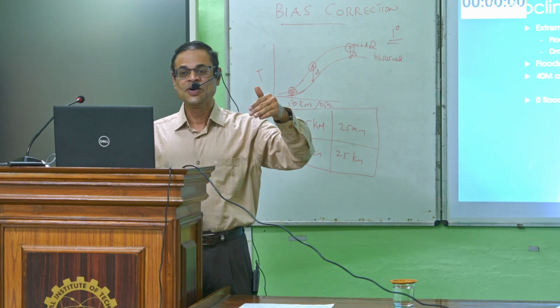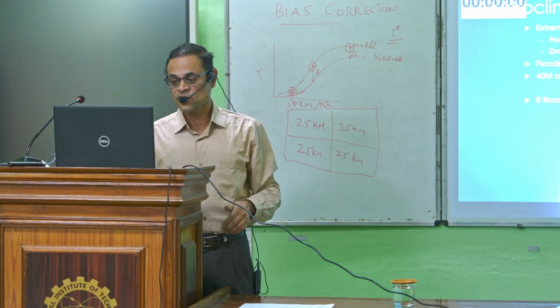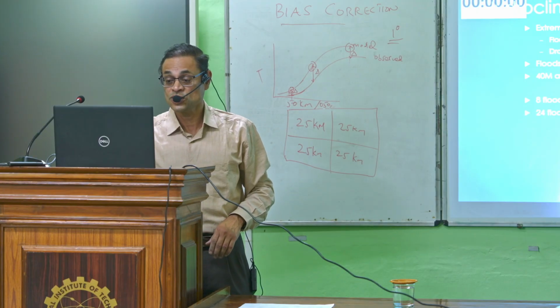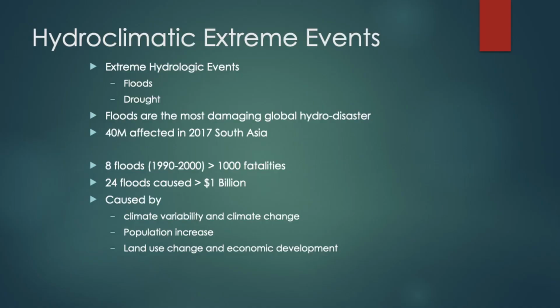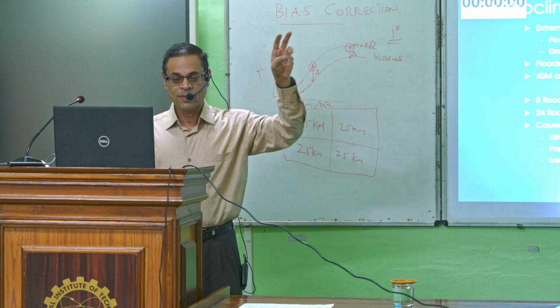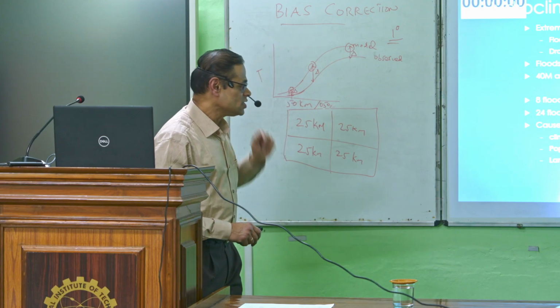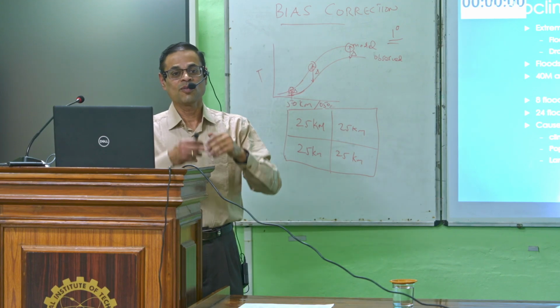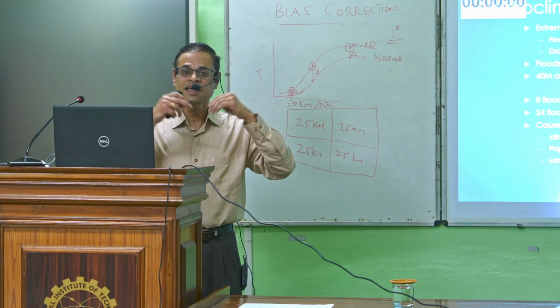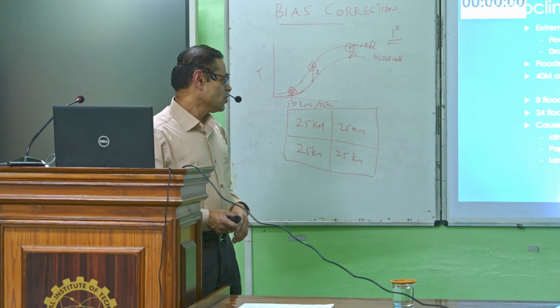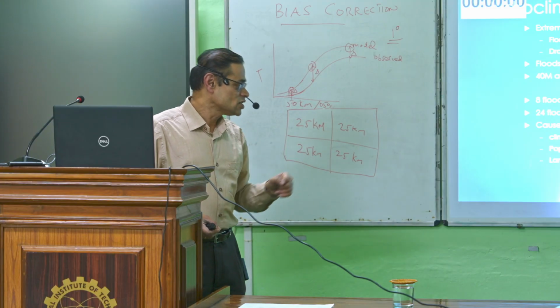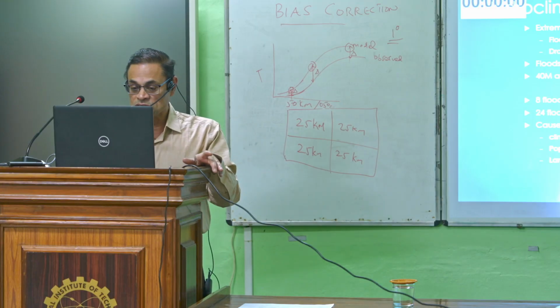Ten years ago, we talked about 40 million people being affected in South Asia. I'll show you some interesting maps there. And that is not stopping; it's actually happening more and more. Caused primarily by climate variability, now I'm introducing that term, and then climate change, population increase. People are moving to different places, settling down in places of different density. And then land use change and economic development are also causing significant problems.